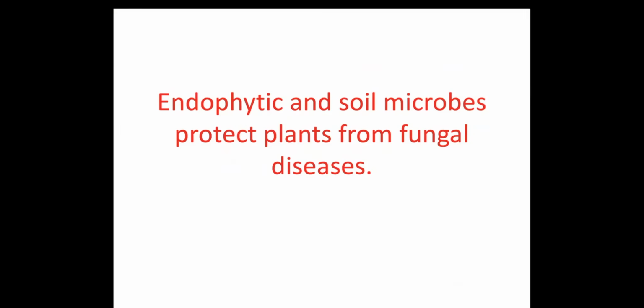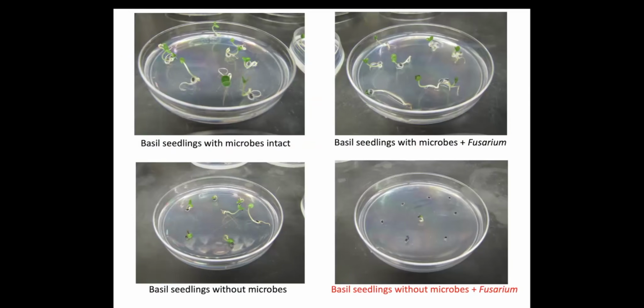And, well, these microbes protect plants from disease. They change behavior in fungi. Okay, and this is an experiment with basil seedlings. What we did was, the upper two have bacteria, natural bacteria on them. To the left, this is just them growing alone. And then to the right, we put Fusarium oxysporum, I think it was, on them. And you see it has a very minimal effect.